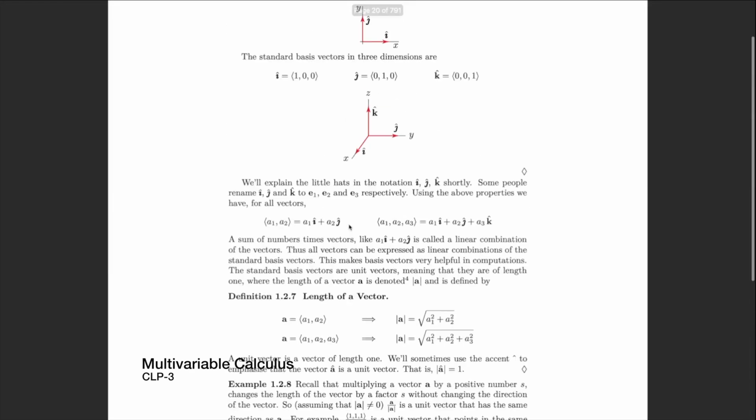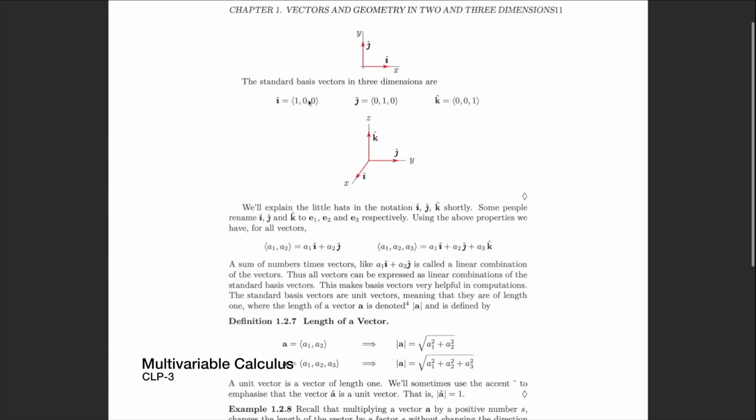And these are unit vectors. 1, 0, 0; 0, 1, 0; and 0, 0, 1 would be unit vectors in the direction of each one of the axes. And in the next video, we're gonna see how we can have the dot product or cross product of vectors.